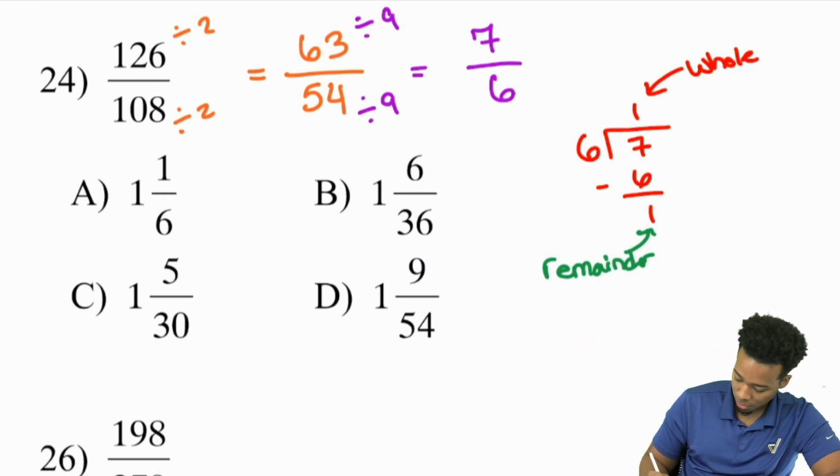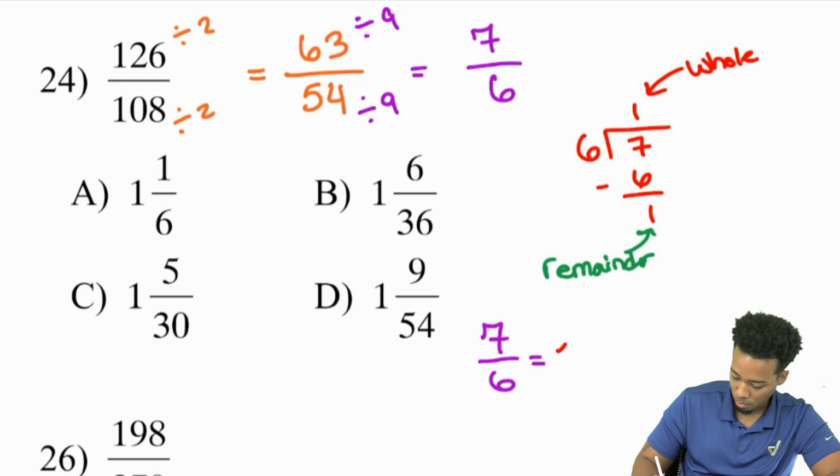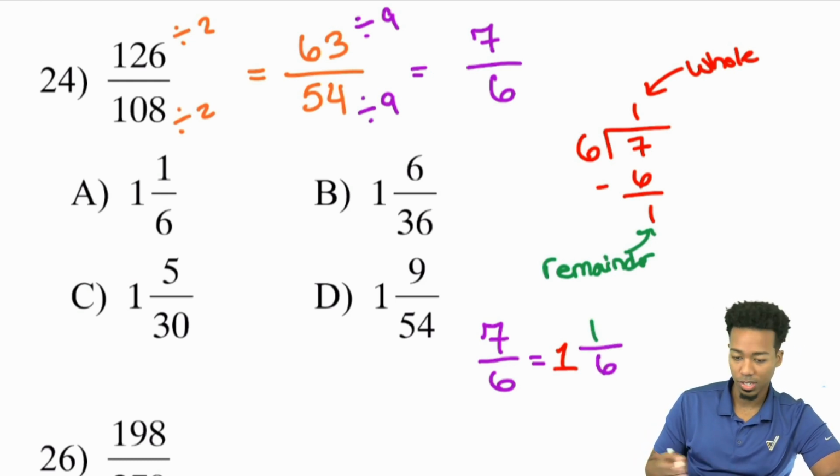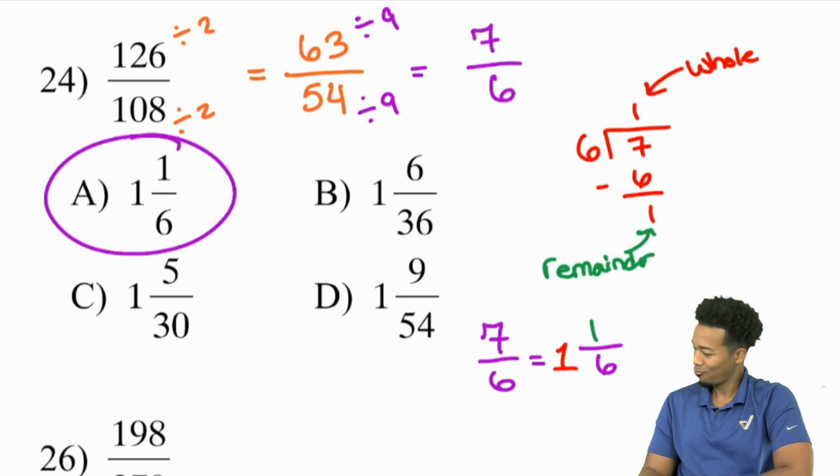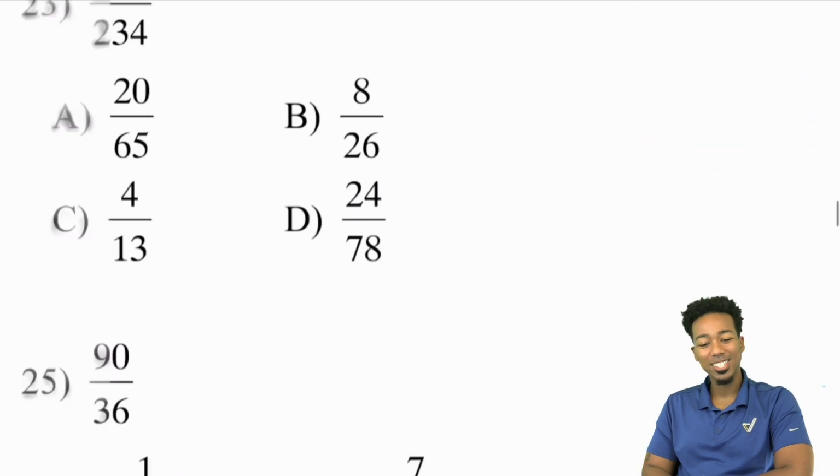So this 7 over 6 over here turns into that whole 1 from right here, the 1 that we got. And then the remainder here, 1, and we keep the 6 as it was before. So 1 and 1 over 6 is the answer, and that is A in this case. Booyah, nice and easy. Now let's go ahead and go over this last one here.